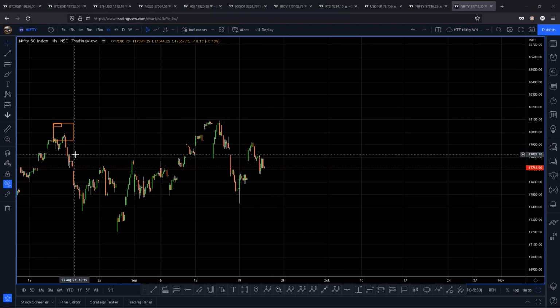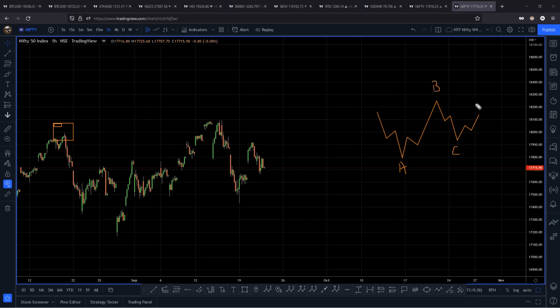From this point on, we are seeing a triangle, and let me draw the rough outline so that you can better visualize it. A triangle will have the first leg down, which is called the A wave. The second leg up is called the B wave, and then the C down, the D up, and then the E wave down. In this structure, A wave is complete, B wave complete, C wave complete, and now D is the one which becomes the point of interest for us, or the one which will trigger trades for us.